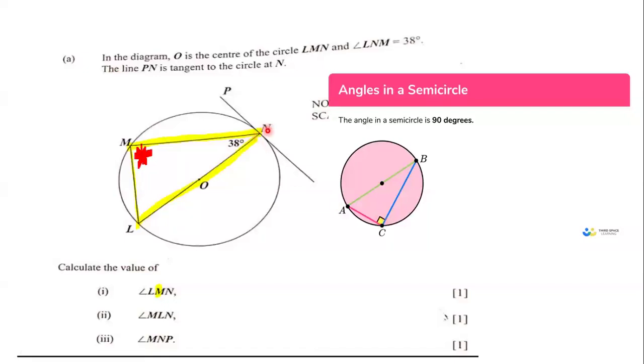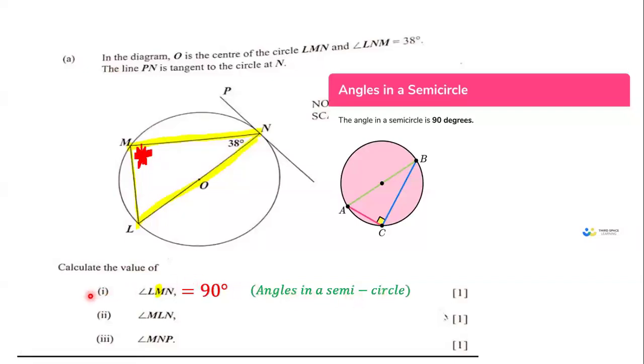And we have the same thing here. We have the diameter LN, and this divides the circle into two halves, this half and that half. And this angle M is the angle in a semicircle, and this angle is 90 degrees. And so the value of angle LMN is equal to 90 degrees because of the angles in a semicircle theorem.